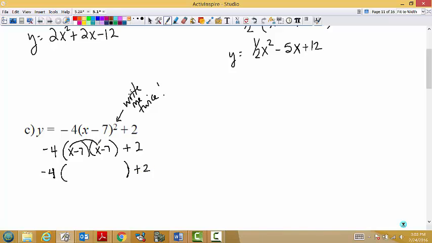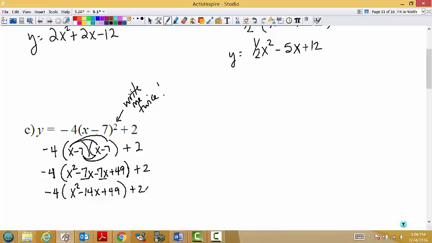We're going to FOIL. X times x is x squared. X times negative 7, negative 7x. Negative 7 times x, negative 7x again. Negative 7 times negative 7 plus 49. I bring down my negative 4. So that's x squared. Negative 7 and negative 7 is negative 14 plus 49. And I bring down my plus 2.